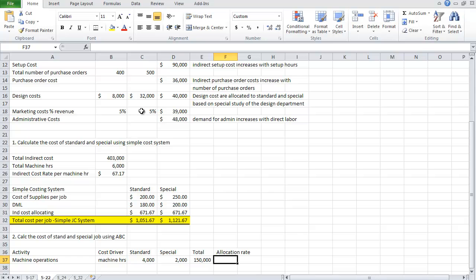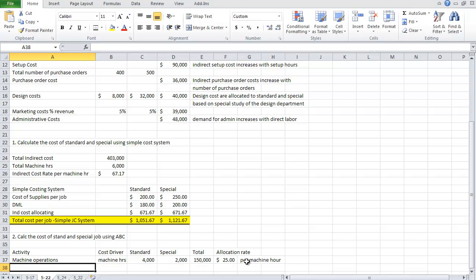So from an allocation base, we're going to take our 150,000 and divide that by the sum of our hours. Oops, I need another parenthesis in there. Excel was smart enough to give me one. Thank you. So therefore, we should have $25 per machine hour.